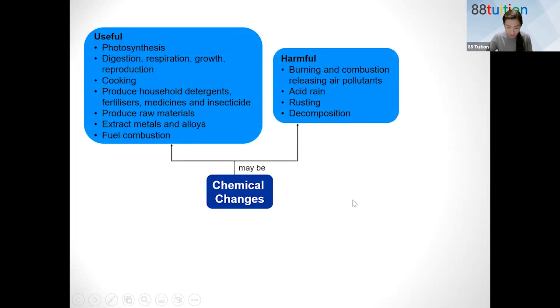Let's quickly go through these chemical changes. This is a summary. What are chemical changes? There are two categories that we classify them into. One is the useful kind, and the other is the not so useful kind, which can in fact bring us a lot of problems. What are the useful chemical changes? Photosynthesis is one. Then our digestion, respiration, growth, reproduction, all these are very useful to us. Cooking.